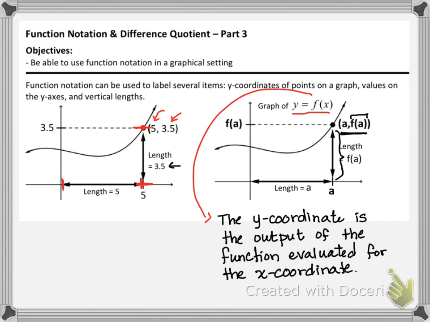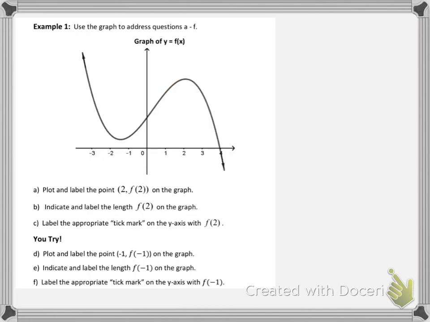So we're going to use this to label some graphs. We're going to start by plotting and labeling the point 2, f of 2. My x-coordinate is 2, so I'm just going to find the point on the graph that corresponds to an x-coordinate of 2. So this guy is 2, f of 2.